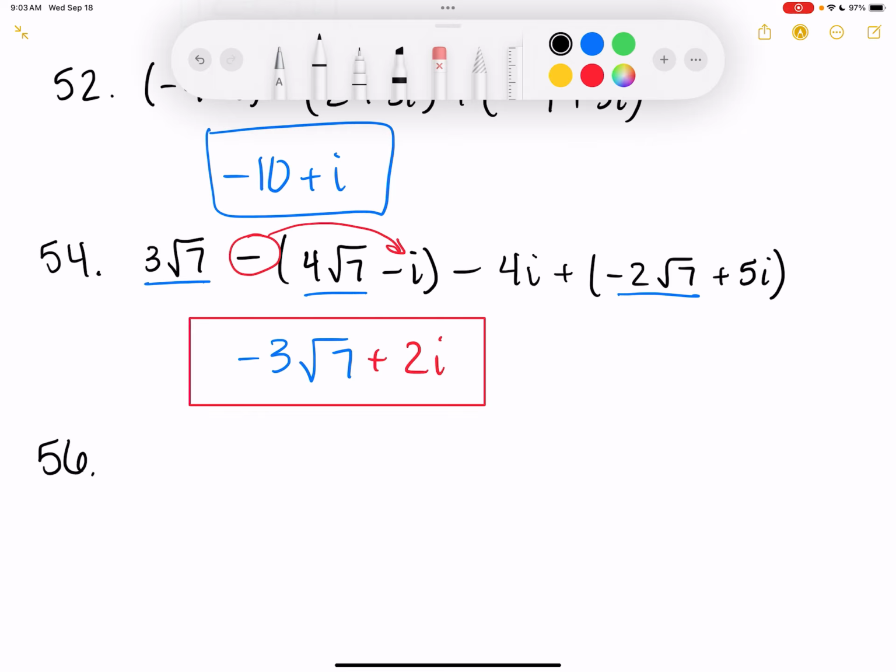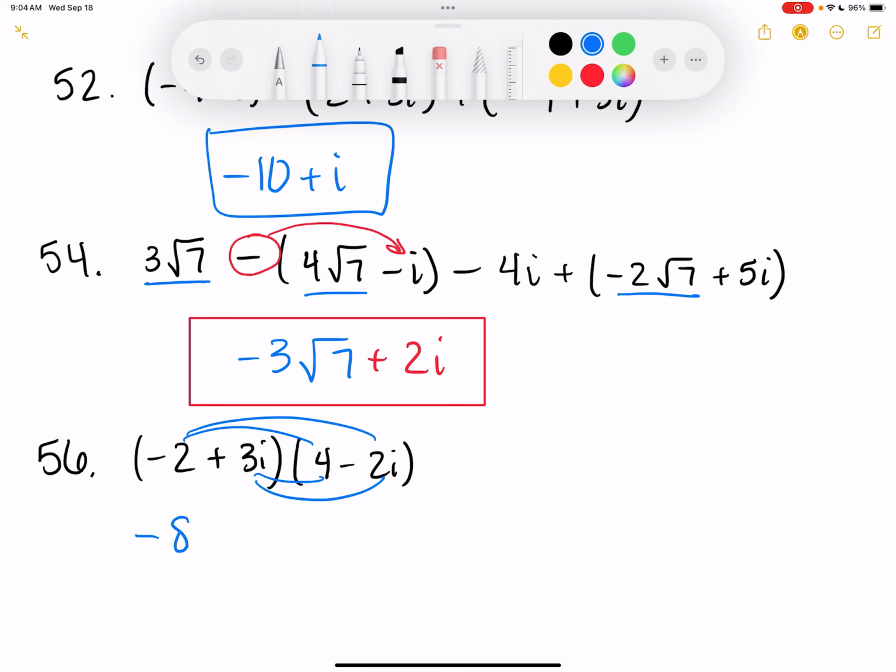56, negative 2 plus 3i times 4 minus 2i. So these ones are find the product and write in standard form. So I just follow normal FOIL rules when I do this. Negative 2 times 4 is negative 8. Negative 2 times negative 2i is a positive 4i. 3i times 4 is 12i. And then 3i times negative 2i is negative 6i squared.